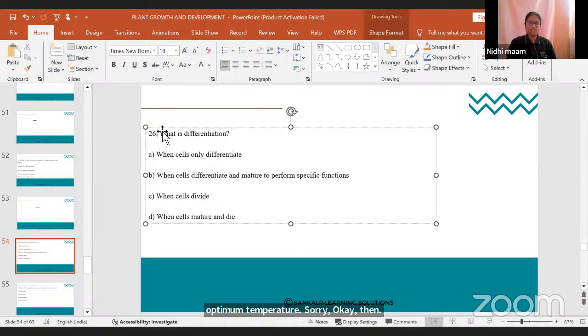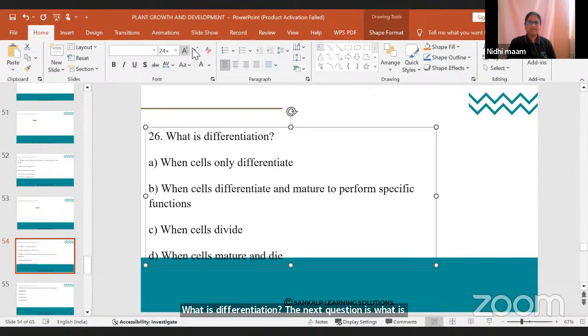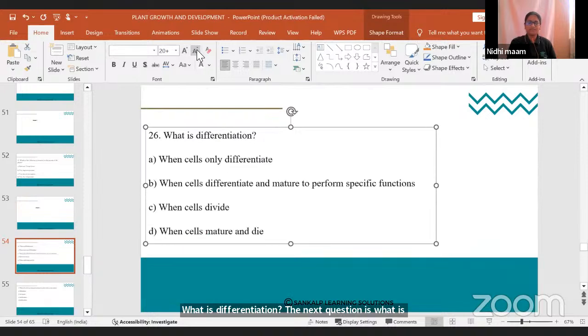The next question is, what is differentiation? When cells only differentiate, when cells differentiate and mature to perform specific functions, when cells divide, when cells mature and die.